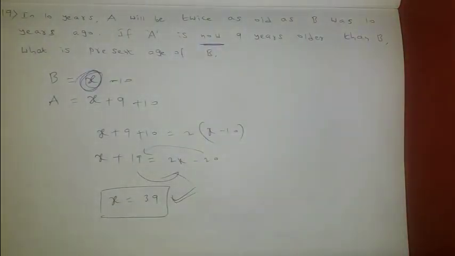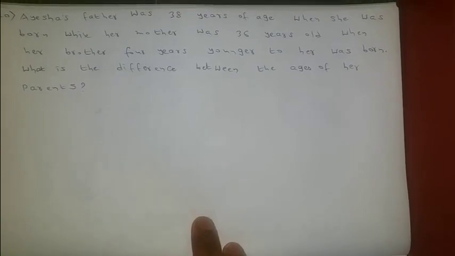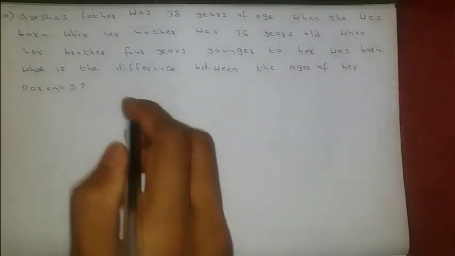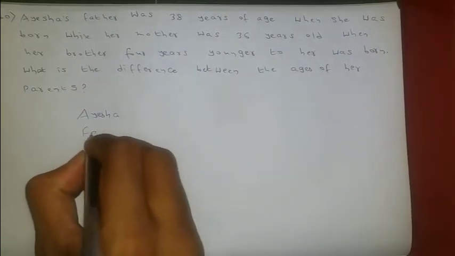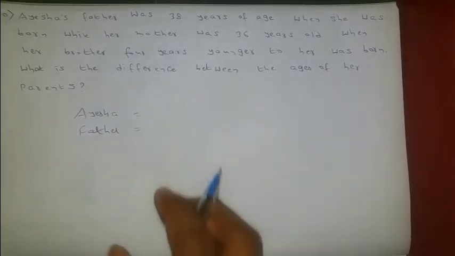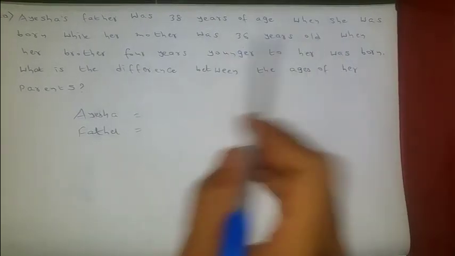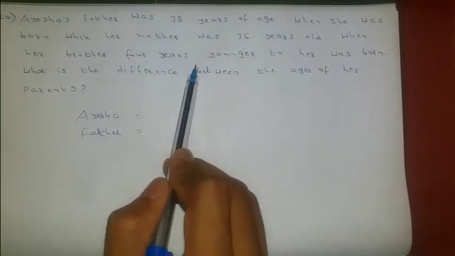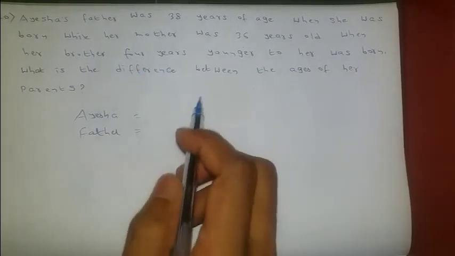So let's move to the next question. The question is, Ayesha's father was 38 years of age when she was born, while her mother was 36 years old when her brother, 4 years younger to her, was born. Then what is the difference between the ages of their parents? Ayesha as well as father, two candidates are there till now.